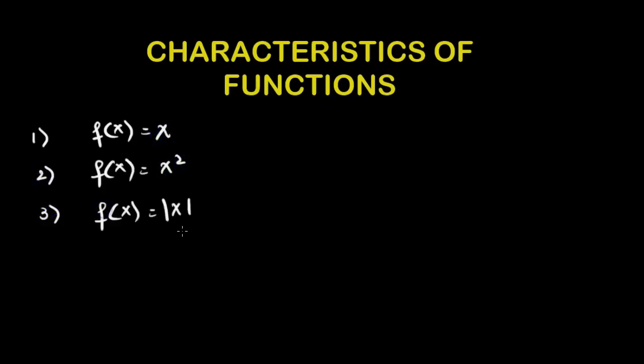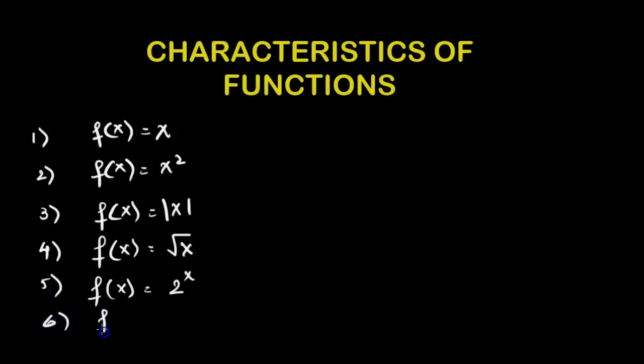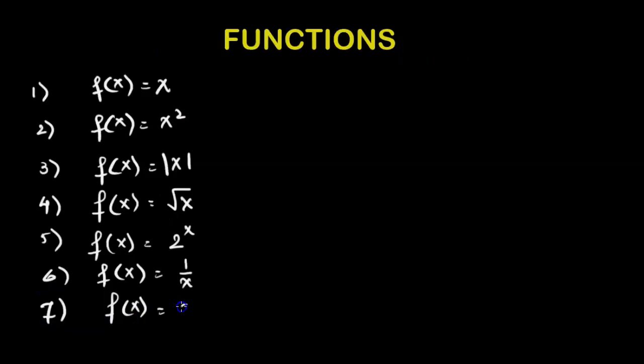Hey guys, in this lesson we will talk about characteristics of different functions. The functions that we are going to deal with are, first, f(x) = x, that is a linear function; f(x) = x², quadratic function; f(x) = |x|, absolute value function; f(x) = √x, square root function; 2 to the power x, that is an exponential function; reciprocal function; and sinusoidal function that could be either sin x or cos x. These functions can be categorized based on 6 characteristics.